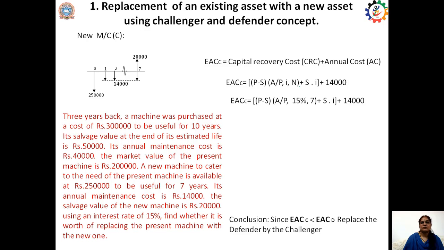Challenger, the cost to be considered is 2,50,000. It is available in the market. Annual maintenance cost is 14,000 and the salvage value is 20,000. It's given useful for 7 years directly. Can you make out? It's already given as the present machine available in the market. So future life is 7 years. 7 years is considered. There is no question of subtraction.